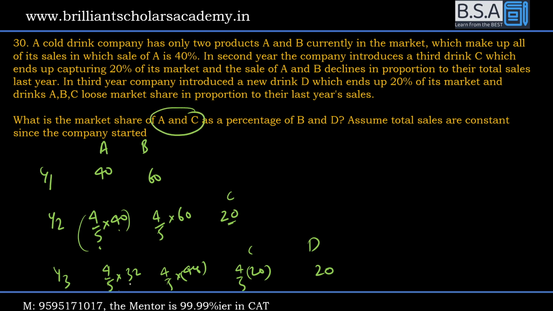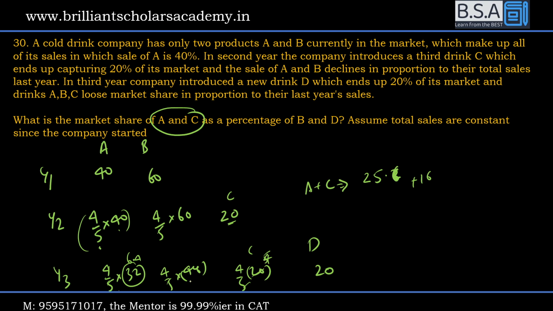Look at this. This is how much? This is 6.4. 6.4 into 4, that is 25.6. That is share of A. What is share of C? Share of C is 16. That is A plus C.